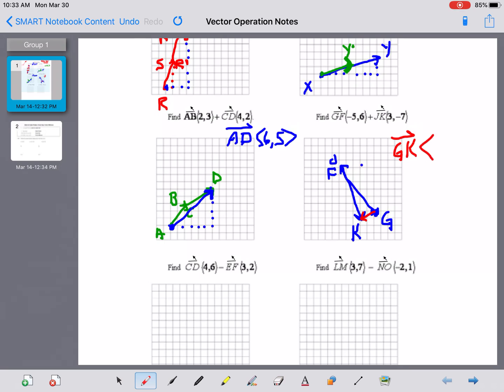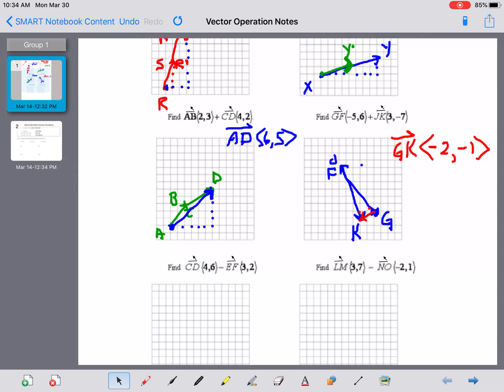And now I want the component form. So if I go from G to K, how far did I go? And remember, I always go left or right first. So it looks like I need to go to the left, and it's 2 to the left. So that's a negative 2 to show it's to the left. And then it looks like I go down 1, so minus 1. And my resultant vector is ⟨-2, -1⟩. All right, so adding isn't too bad.